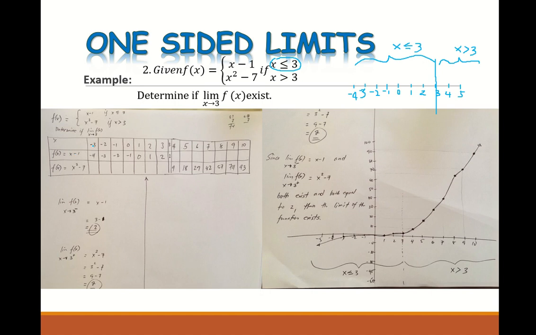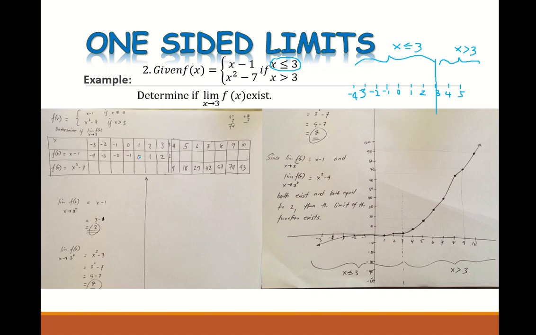So when x equals minus 3, you substitute it here. Minus 3 minus 1 equals minus 4. Alright, when x equals minus 2, substitute it here. Minus 2 minus 1 is minus 3. When x equals minus 1, minus 1 minus 1 equals minus 2. When x equals 0, 0 minus 1 equals minus 1. When x equals 1, 1 minus 1, we have 0.